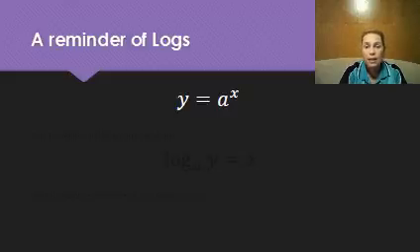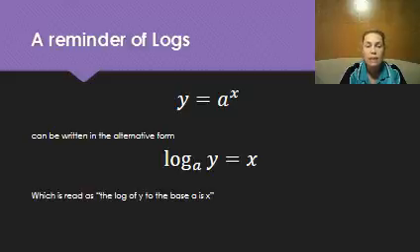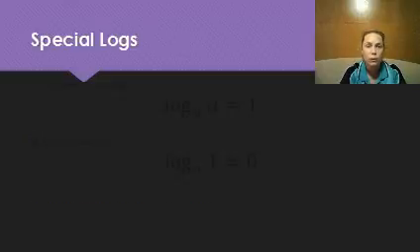We looked at the example of the exponential equation y equals a to the power of x. This can be written in the alternative form: the log of y to base a is equal to x, and that's how we read it. The log of y to the base a is x. Now, just as we had rules which let us manipulate indices when we had the same base, we can manipulate our logs when we have the same base as well.